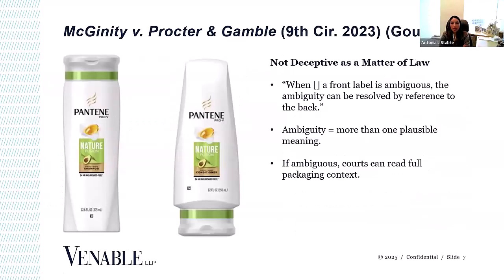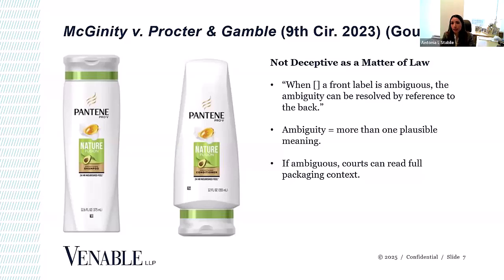Yeah, so 2 years later, we got an even clearer departure from Gerber with the McGinity case. So this case involved a challenge to the Nature Fusion label on a shampoo product that also had pictures of avocado. Plaintiffs said that this was misleading because the product actually contained synthetic ingredients. This is a claim that we see all the time in the Ninth Circuit with both food and cosmetic products. Whenever there's a term like natural, nature, plant-based, or similar terms, this is going to come up.